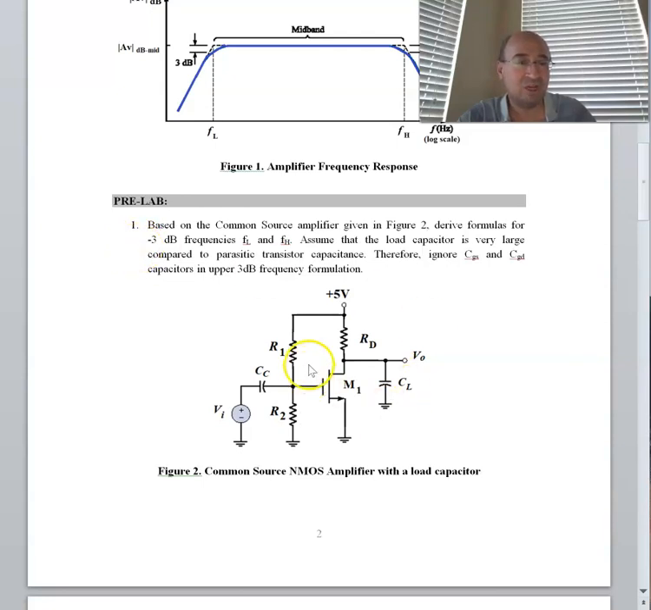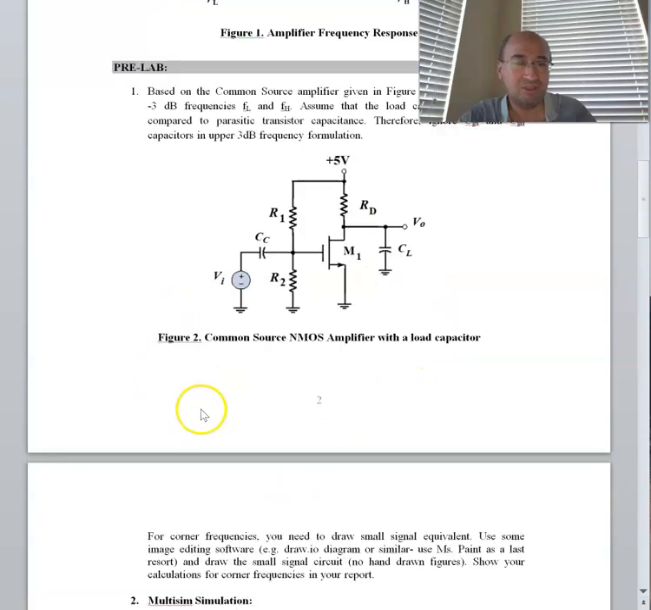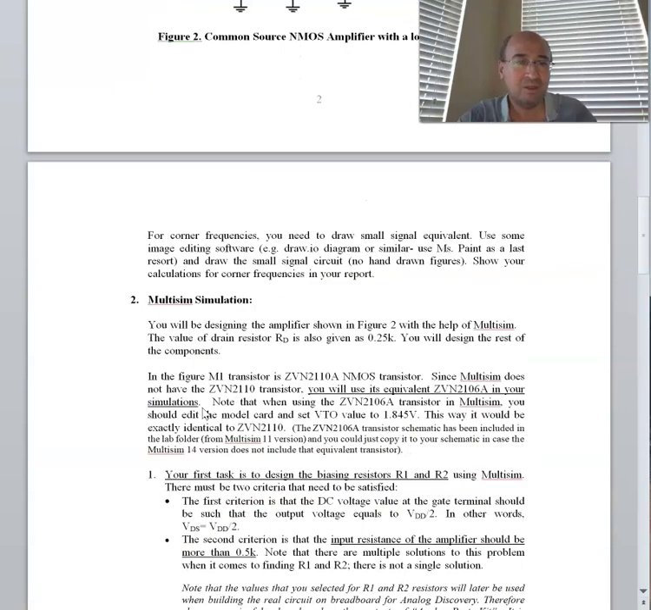You will ignore the transistor parasitic capacitances because CL dominates those little capacitances. So using the techniques you learned in this class, you should be able to do the derivations. And then, of course, you will use drawing software to include the small signal equivalent and type your formulas.